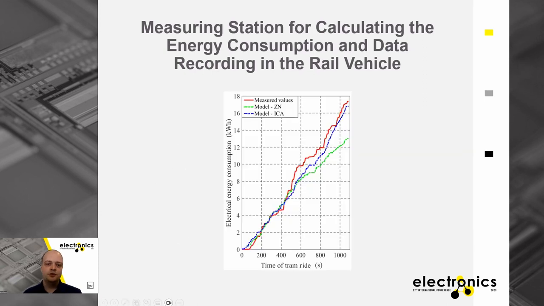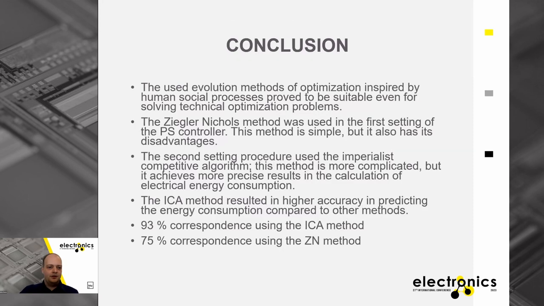This picture shows a comparison of electricity consumption during the tram travel, calculated from the measured and modeled values. The red line shows the real measured values. The green line shows the Ziegler-Nichols method of setting the speed of the speed controller in the model, and the blue line shows the ICA algorithm that we used in our model.